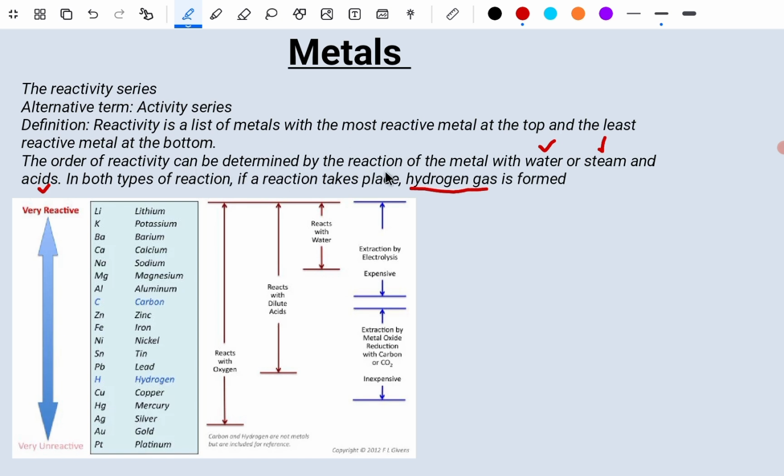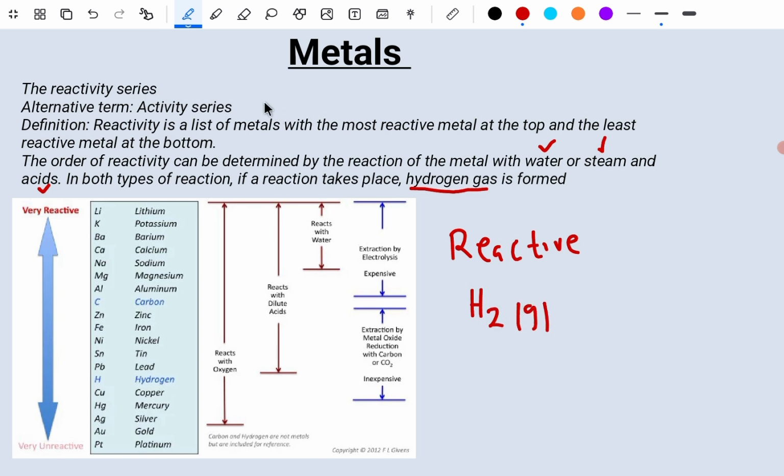Okay, the first thing, it's going to show how reactive that metal is. It will tell you how reactive that metal is, and we are going to look at how these metals react. So how reactive the metal is, and also it's going to produce hydrogen gas. So this is what we must always bear in mind.